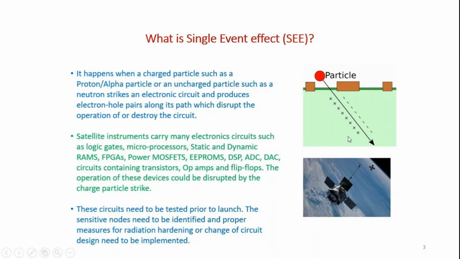Satellite instruments, as we know, carry many electronic components such as FPGAs, power MOSFETs, EEPROMs, analog to digital converters, digital to analog converters, and also transistors, op amps, and flip flops. The operation of these devices could be affected by cosmic rays that are hitting the circuit, these charged particles or uncharged particles. And so care has to be taken to protect the circuit against them.